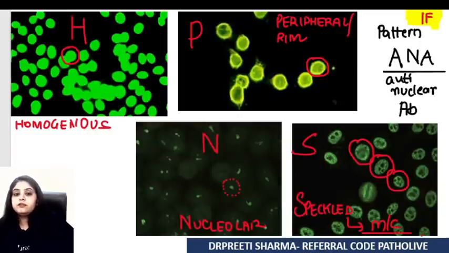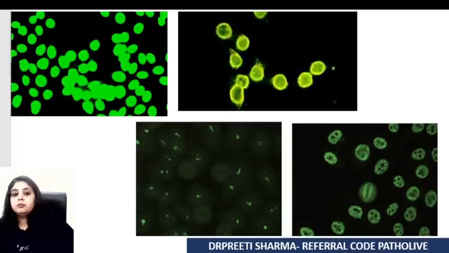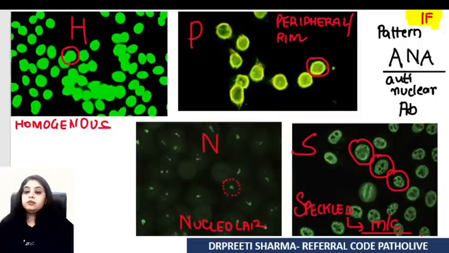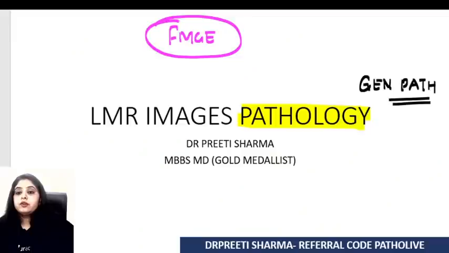So repeating for all of you, if I show you an unlabeled picture, please remember the first one is the homogeneous. The second one is the peripheral or the rim. The third one is a simple dot, nucleolar, and the fourth one is speckled, which is the most common. These are all the different patterns of anti-nuclear antibody that you can see in autoimmune disorders. Guys, with that, most of your general path images are done for the day.